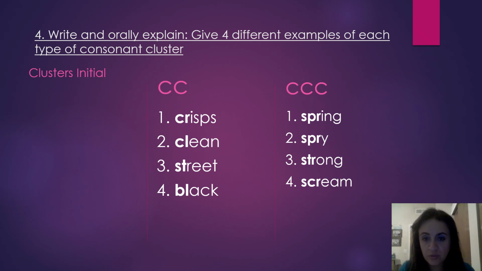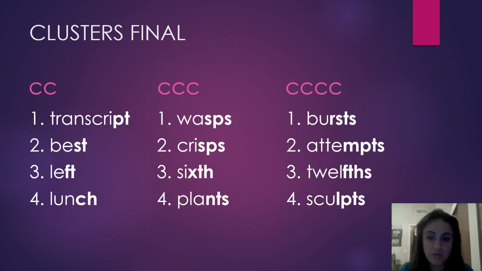At the beginning of the word with 3 consonants, examples are spring, spray, strong, and scream. These are examples of consonant clusters at the end of the word. 2 consonants at the end of the word: transcript. Another example is best, left, and lunch. With 3 consonants at the end of the word are wasps and crisps. Crisps is the same word that has 2 consonants at the beginning of the word. Sixth and plant.